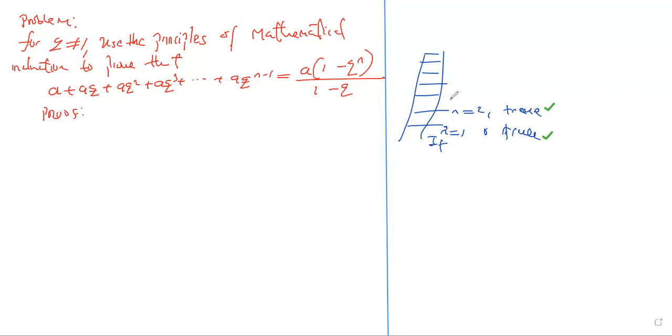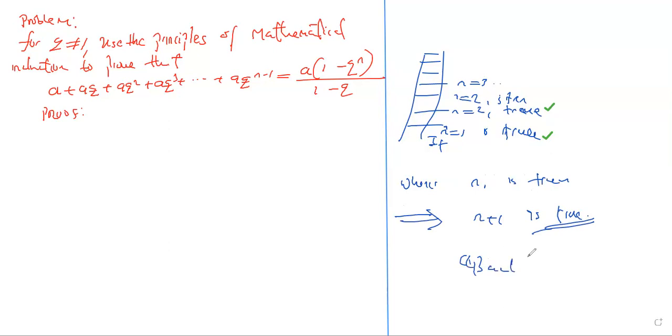And also, if n equals to 2 is true, then this means that n equals to 3 must be true as well. Now, if you can establish that whenever n is true, then this means that n plus 1 must be true, which is the backbone of induction, then this tells us that this statement will be true for all values of n, because whenever it is true for 1, it is true for 2, true for 3, and so on.